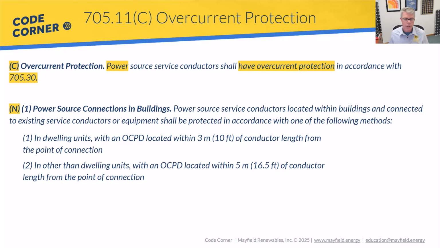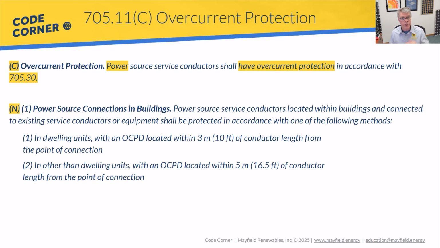In older versions of code, we had similar requirements and it was never quite clear: is that the conductor length? Is that how you pull a tape measure? Is that the amount of pipe you get? It's very clear here that we have 10 feet of conductor from the point of connection to that overcurrent device. If you are in other than a dwelling unit, then you get 5 meters or 16.5 feet. It's the same kind of idea. We're making a point of interconnection, or we're connecting to those conductors in some fashion, and how you're actually making that connection is another topic in and of itself.